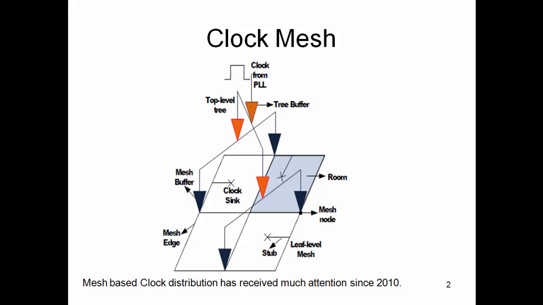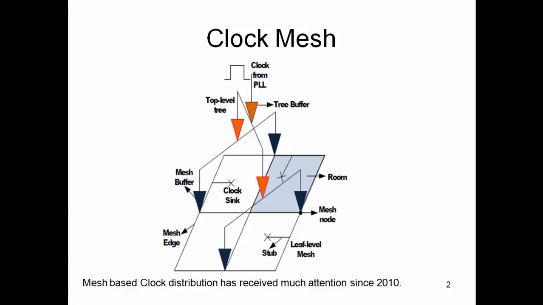So what is a clock mesh? As you can see here, the mesh is just a horizontal and vertical arrangement of wires. This we call a 2 by 2 clock mesh, and these are the clock sinks denoted as cross marks, and they can be just directly connected to the mesh, and the mesh is driven by buffers at these nodes, which we call the mesh nodes, the intersection of the horizontal and the vertical mesh wires.